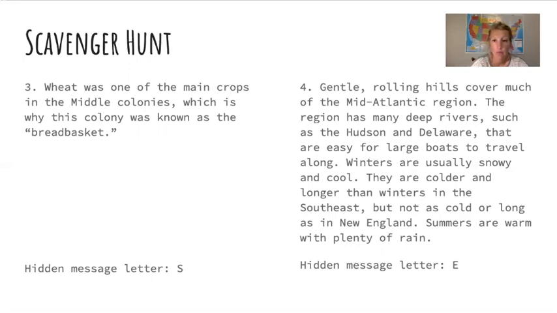Number 4. Gentle rolling hills cover much of the mid-Atlantic region. The region has many deep rivers, such as the Hudson and Delaware, that are easy for large boats to travel along. Winters are usually snowy and cool. They are colder and longer than winters in the southeast, but not as cold or long as in New England. Summers are warm with plenty of rain.